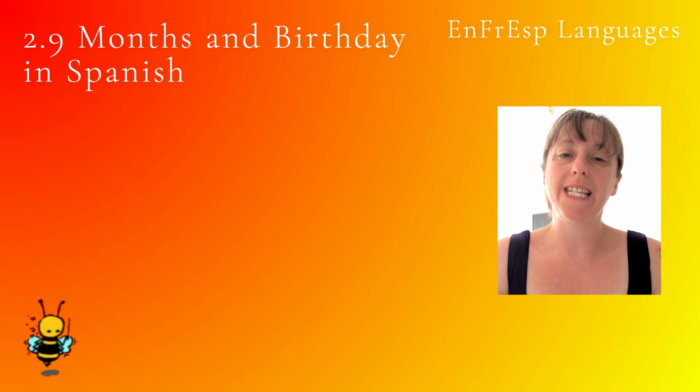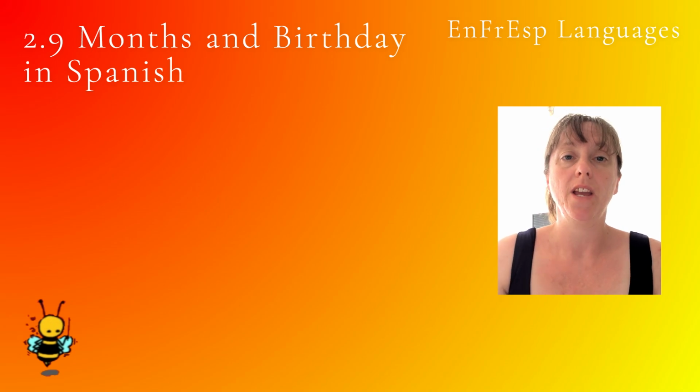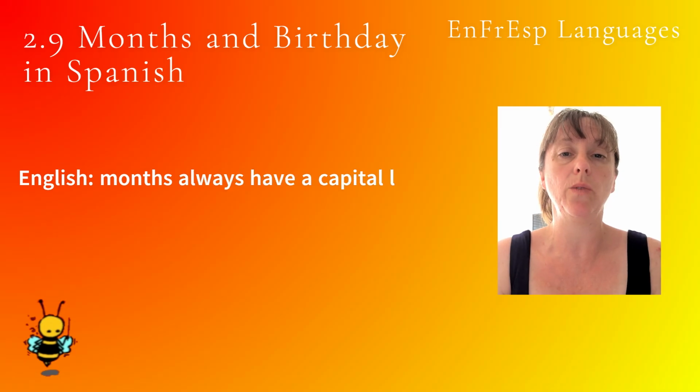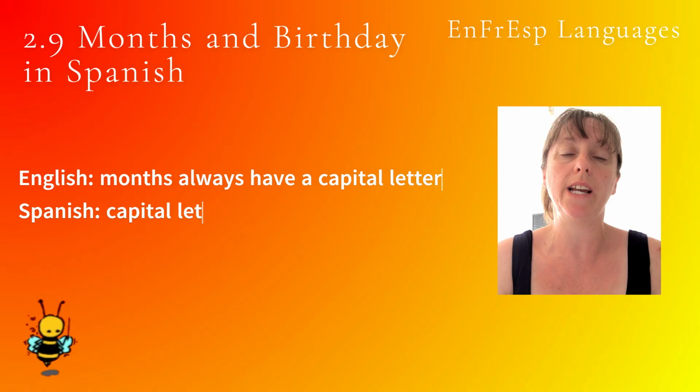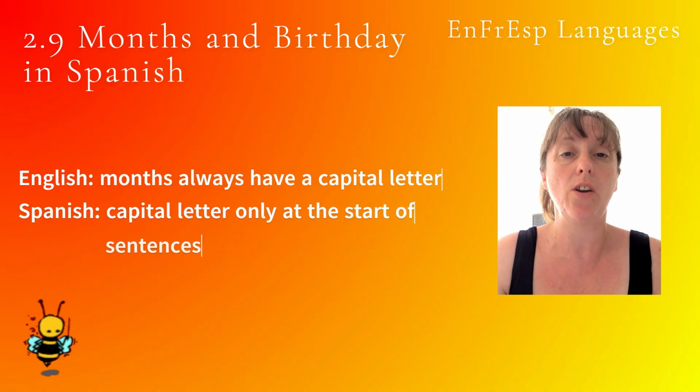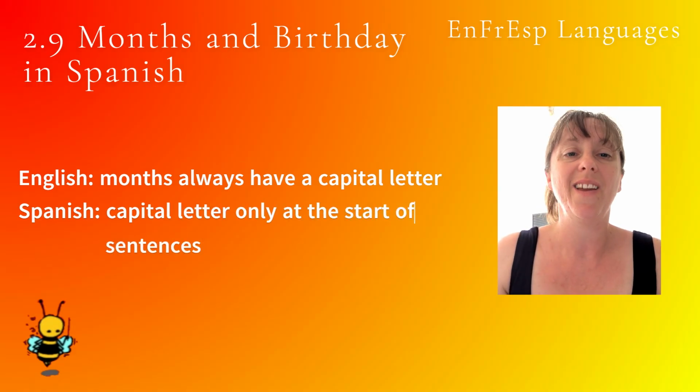There are 12 months in Spanish, just like in English. Let's break them down into seasons to help you remember them better. I would note that in English, the months are always written with a capital letter. However, in Spanish, they only have a capital letter if they are at the beginning of a sentence.